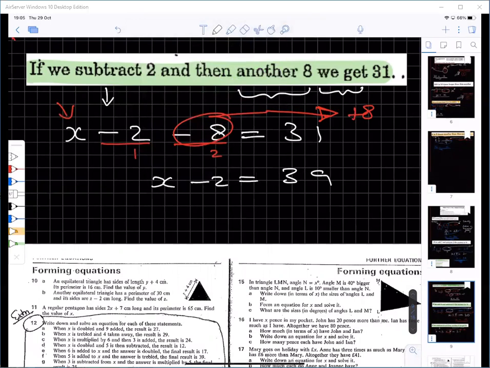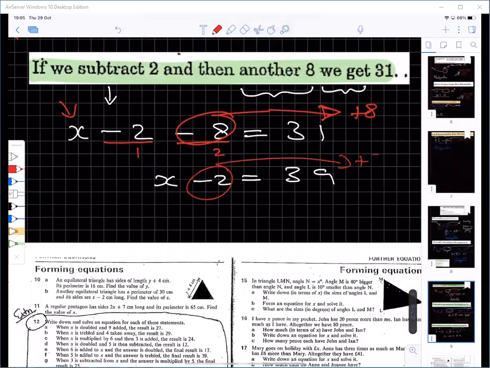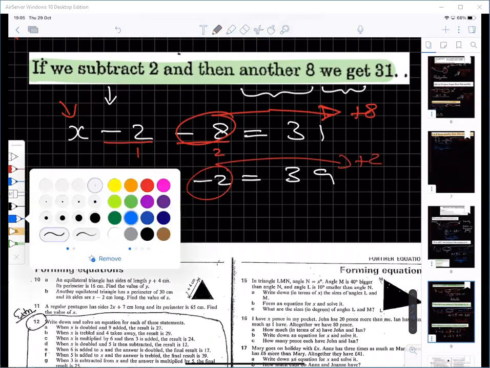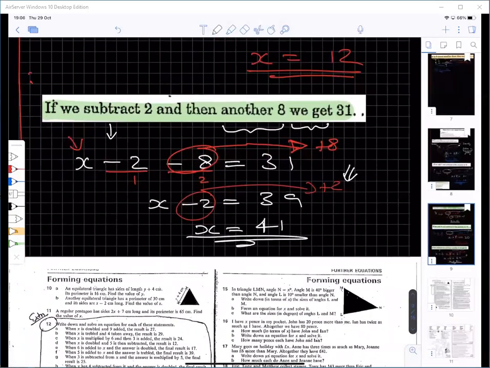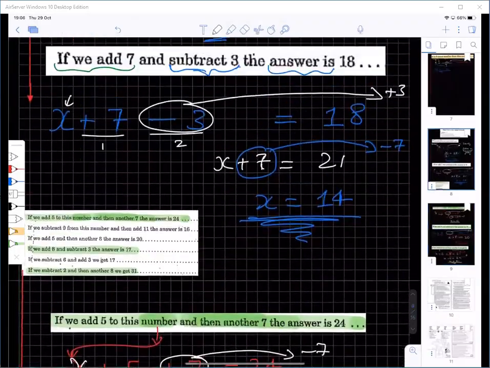And then what do we do next? We do the first action, which is minus 2. Which is? 41. The opposite of minus 2 is? Add 2. And 39 add 2 is? 41. Okay. That's the end of that video.